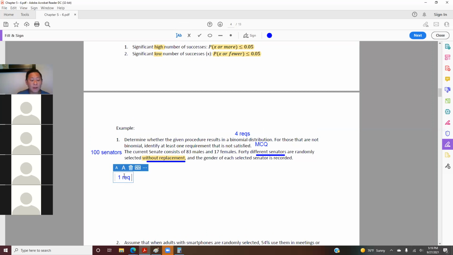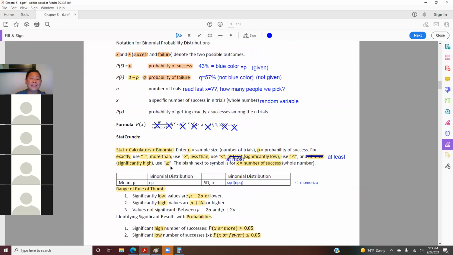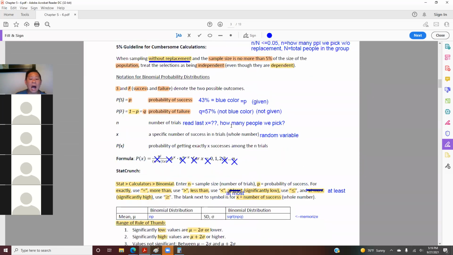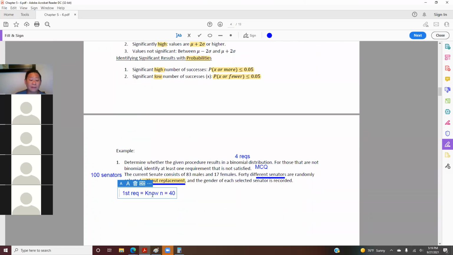So the first requirement is you need to know n. Do we know n in this case? Could it be 100? No, that is not your n. How many people do we pick? We didn't pick 100 people. We picked 40. So that is your n. So don't forget, n in this case is how many people we pick.